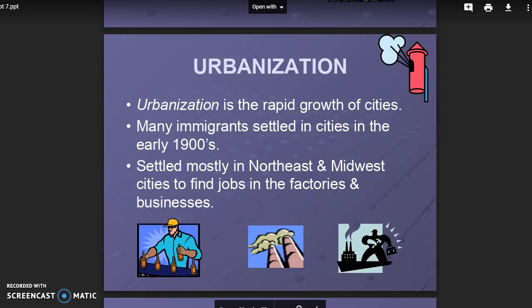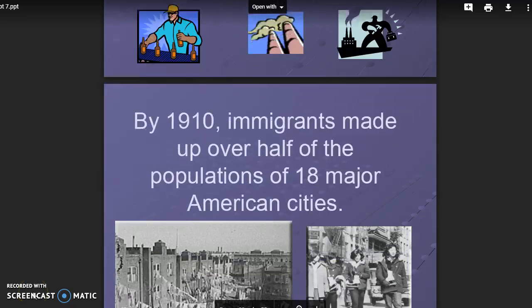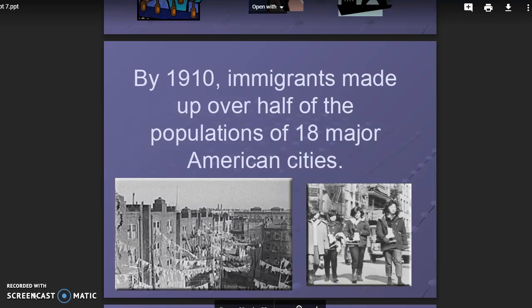Actually, number 13 is asking, where did most immigrants settle and why? You can write that down, or draw an arrow if you already wrote it down, that they settled in cities for jobs. By 1910, immigrants made up over half the populations in 18 major American cities.